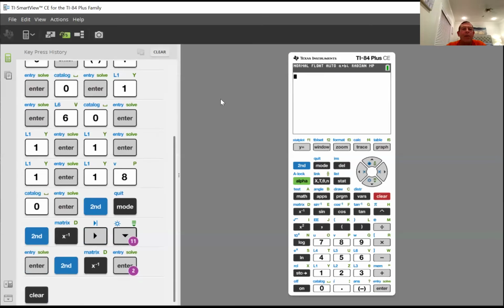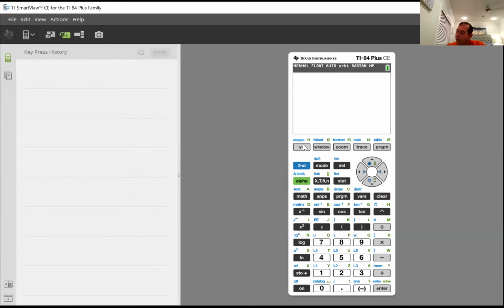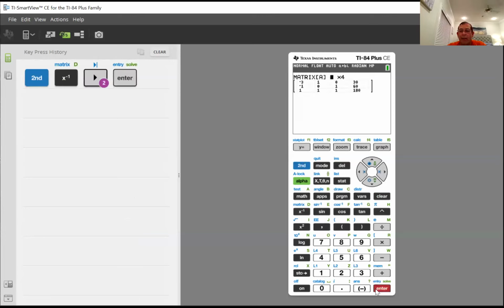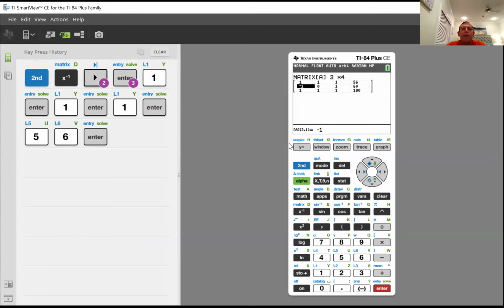I'm gonna clear everything out real quick. All righty, so we're going to our matrix, second x^-1, edit, and enter. It's still a 3 by 4. All of these today are going to be 3 by 4, okay? So I had 1, 1, 1. And they equaled 56. And enter.